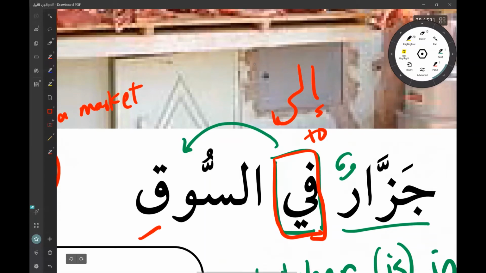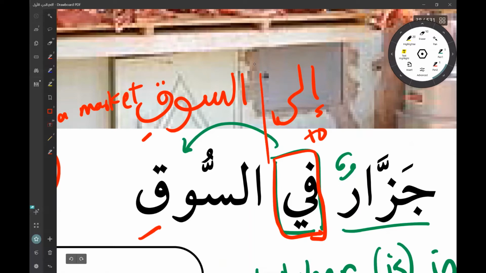So we can also say ila as-suq. Okay, maybe we're going to the market. So what's going to happen here? Ila as-suqi, because ila is also another preposition. You understand?